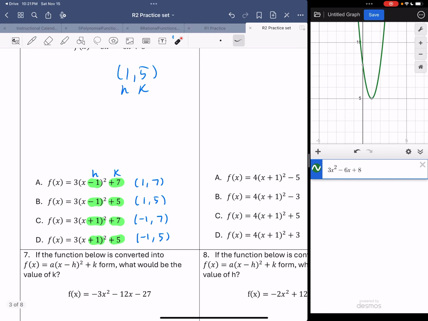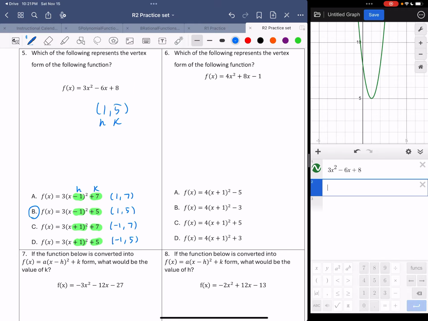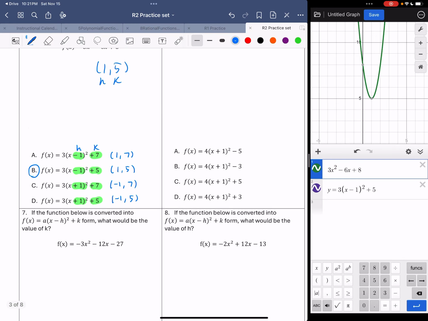So which one of these has a 1, 5? This is the only option. So I get the answer. But just for you, let me actually write this one down. Y equals, it's always good to double check. Squared plus 5. As you can see, these two exactly match. So that's going to be our solution.